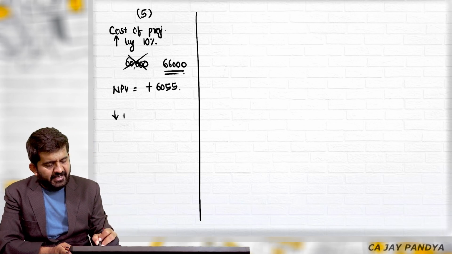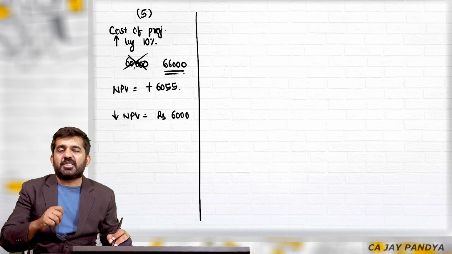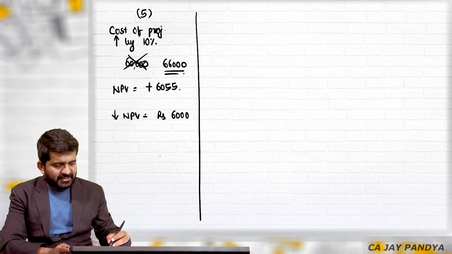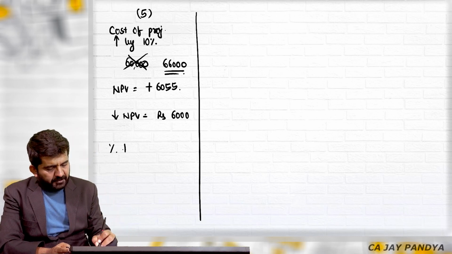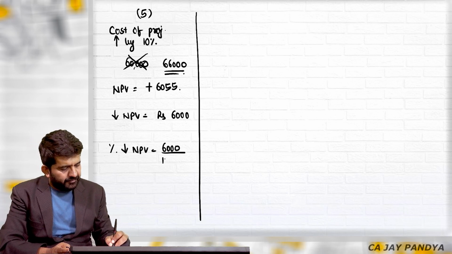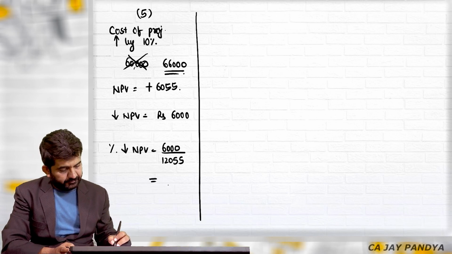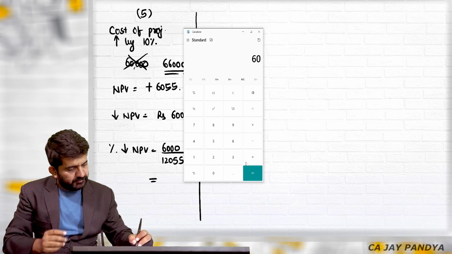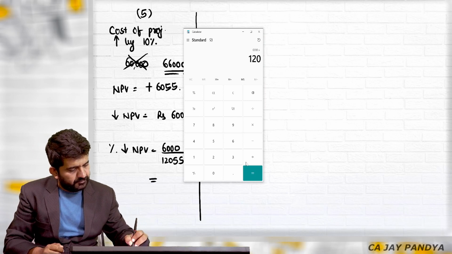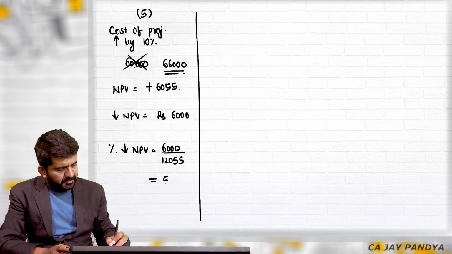How much will be the decrease in NPV? Decrease in NPV will be rupees 6,000, believe me, because cost has increased in terms of present value by 6,000 rupees. And what is the percentage decrease in NPV? 6,000 divided by 12,055 multiplied by 100, which is 50% approximately.